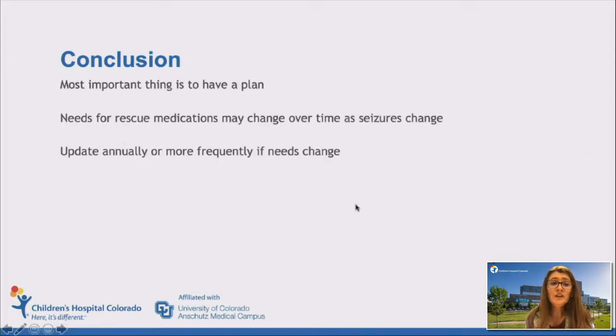So in conclusion, I think the most important thing is to have a plan, to know what you're going to do when a seizure happens, and that can include both a seizure action plan as well as an emergency letter. Keep in mind that the needs for rescue medications may change over time as seizures change. So often in younger ages, we'll see prolonged seizures, and then as children get older, we see clusters of seizures. And so it may be that we need to think about changing our rescue medications given those different clinical scenarios. And it's really important to update these plans annually or more frequently if needs change, or if you've used your action plan and there are some things that we can do to improve that response so that we can limit the seizures.